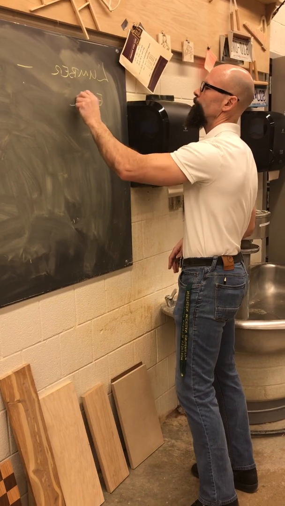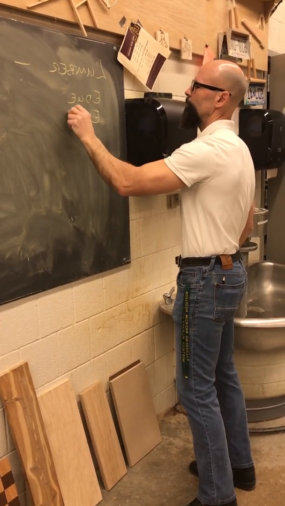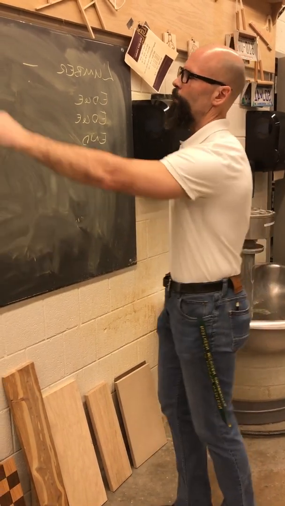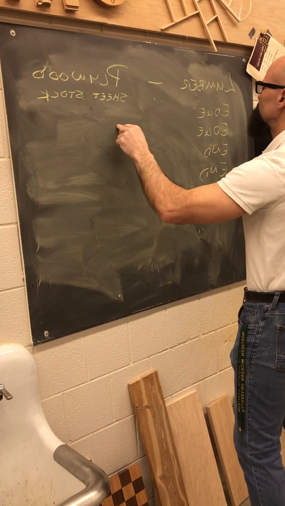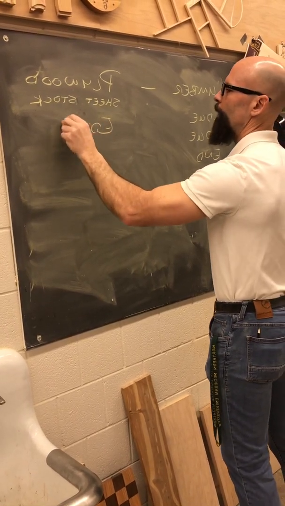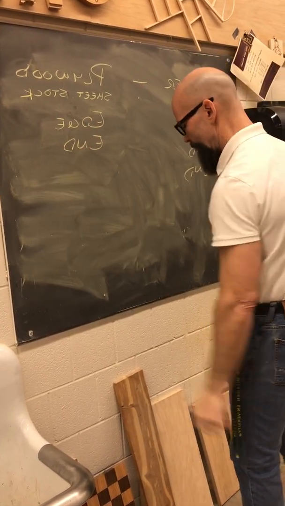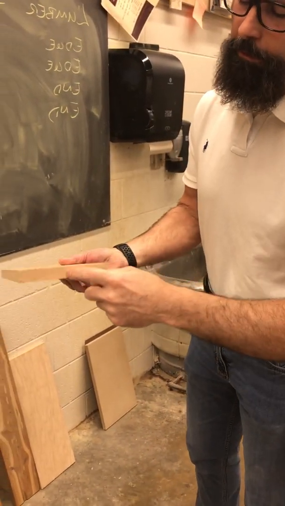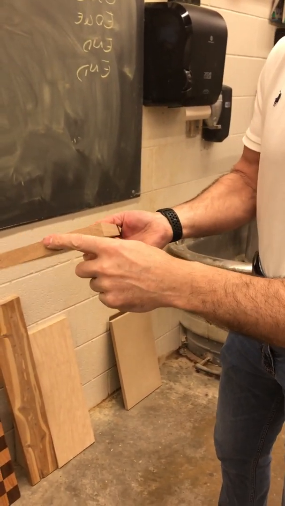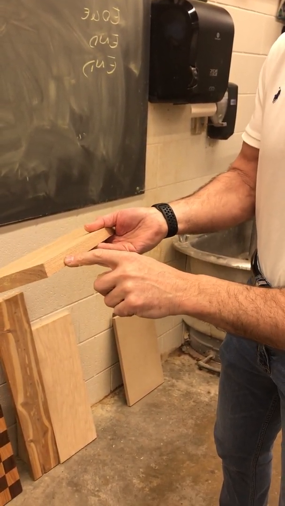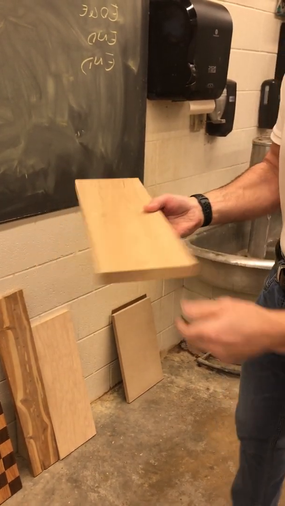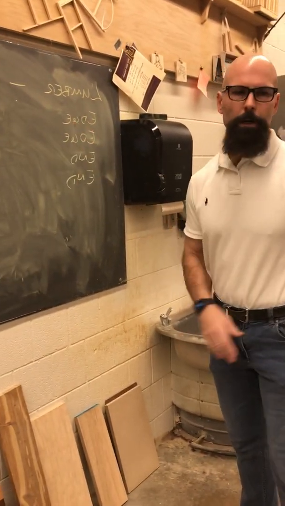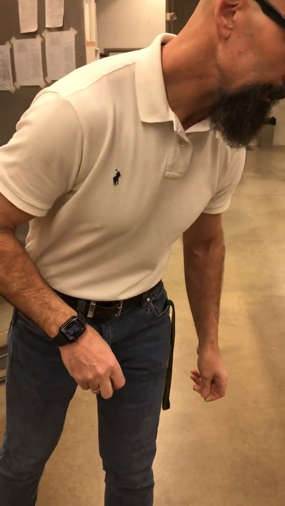It goes edge, edge, end, and end. Plywood or sheet stock is a little bit simpler. It goes edge, end. So if we look at this board, the annual rings here is the end of the board. The cross section of it running with the grain is the edge, and this is our face. That's basically it for that part.